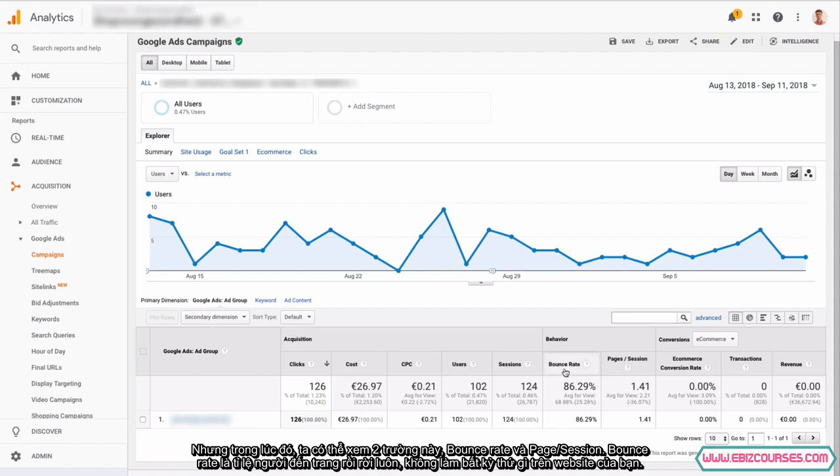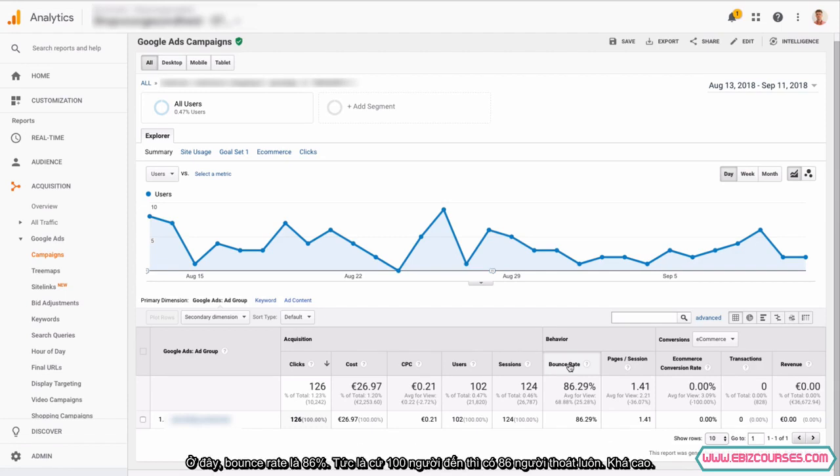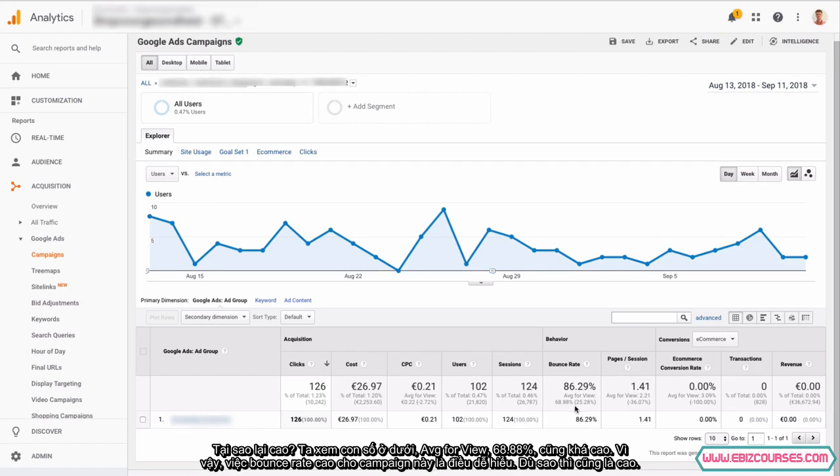And that's through 2 metrics, one called bounce rate and the other pages per session. Bounce rate is how many people that land on this page leave straight away without clicking through, without doing anything on your website. You can see here 86% of everyone that lands on this page leaves immediately after. 86%, that's pretty high. How do you know if it's high? Well, you'll see in the gray text below the average for your view. Here we can see that the average bounce rate for the view is about 68%, which is also pretty high. So we can expect bounce rates to be high for this campaign.